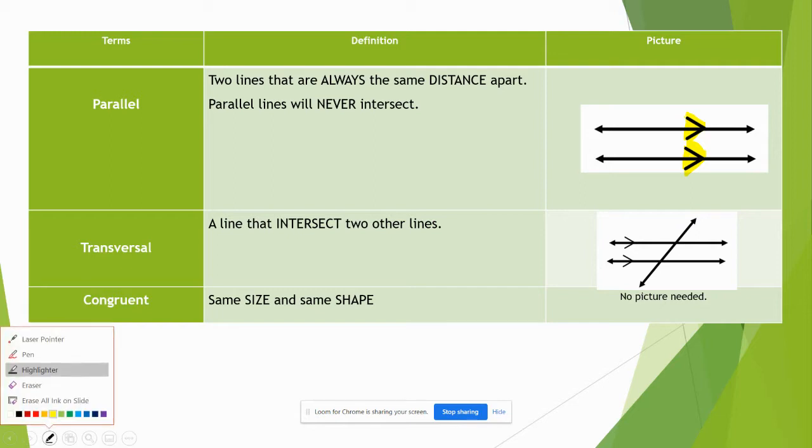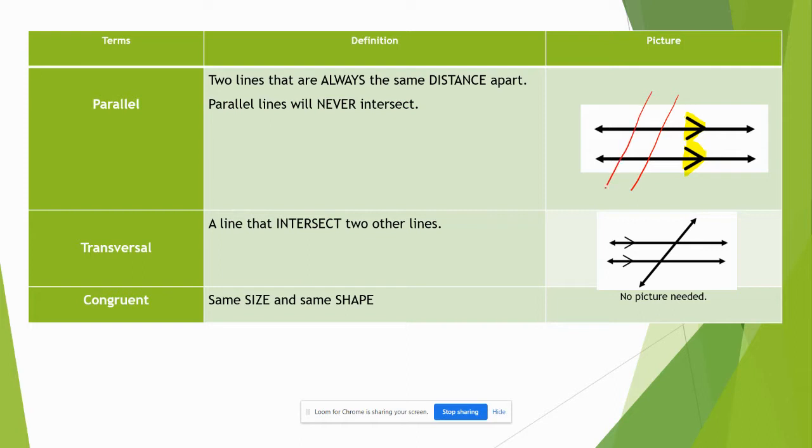If we have two sets of parallel lines that happen to intersect one another, so say I have another set right here, they would have a double arrow to show that these two are parallel to each other, but not parallel to the single, because that wouldn't have made sense.